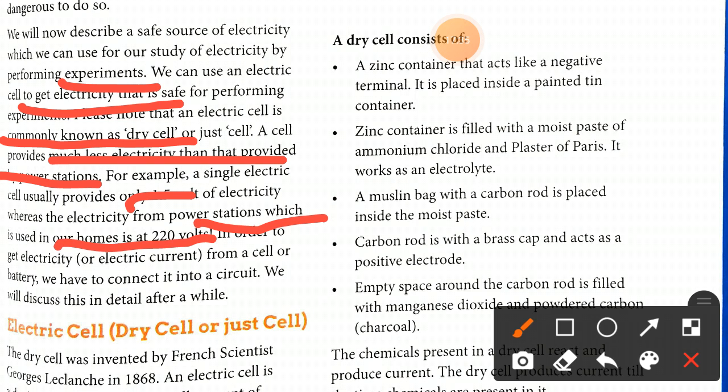In order to get electricity from a cell or a battery, we have to connect it into a circuit. We will discuss this in detail for a while.